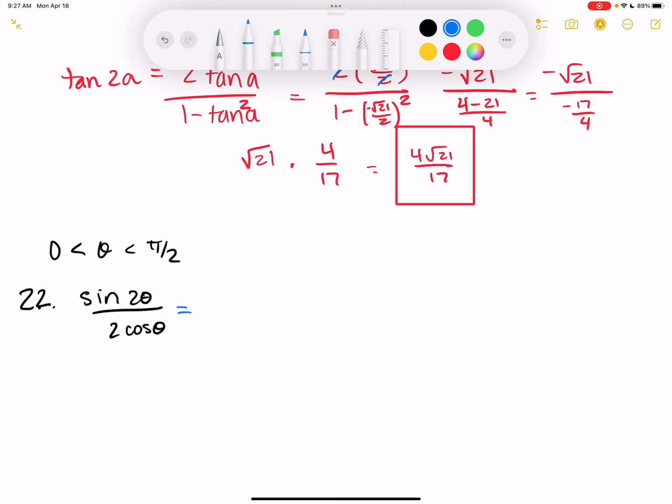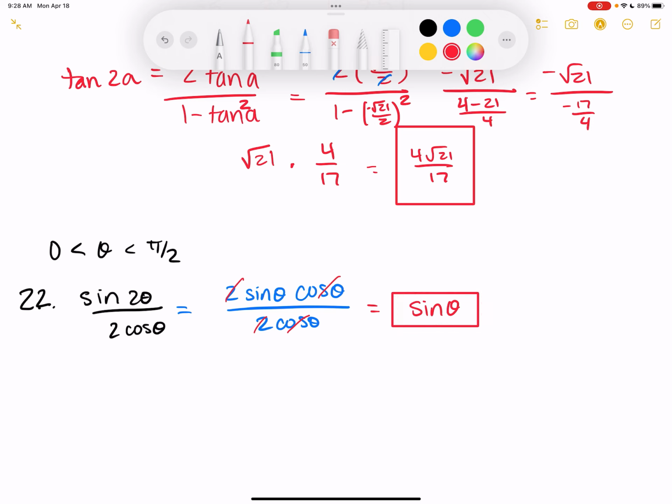2 sine theta cosine theta, and then over 2 cosine theta. So now that allows me to cancel stuff out. So the 2's cancel, cosine thetas cancel, and so I'm left with sine of theta. I wish they were all like that.